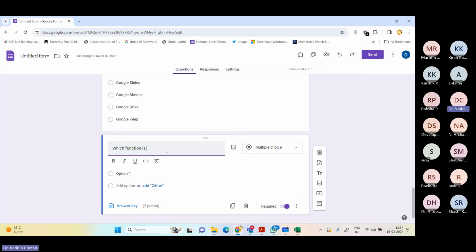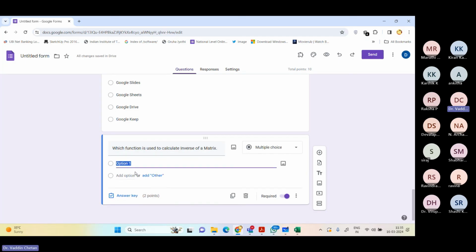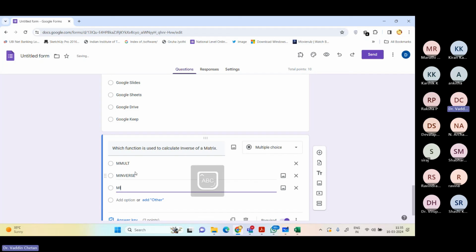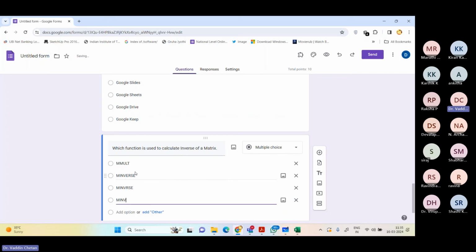Which function is used to calculate the inverse of a matrix? So the first function is MMULT. Second function is MINVERSE. Third one is MINV.